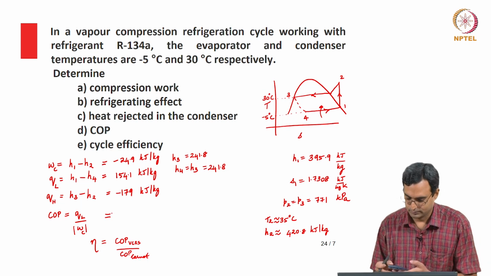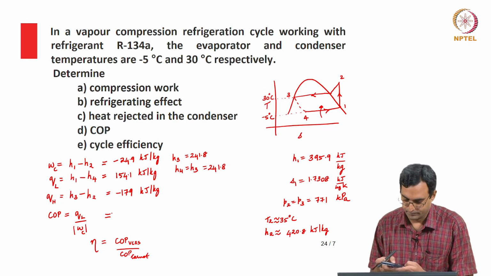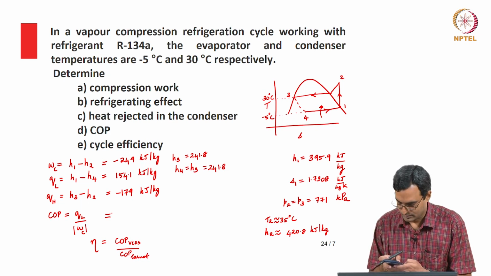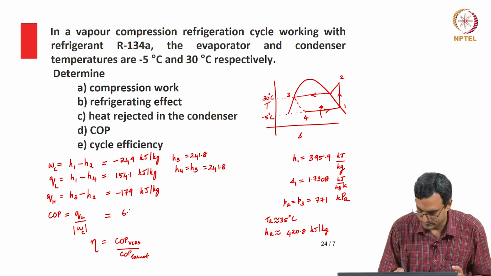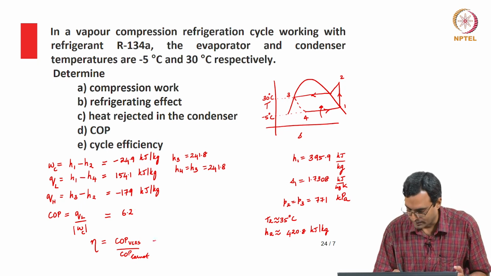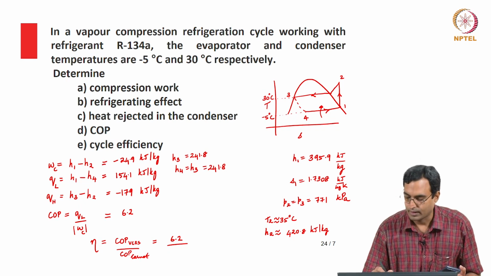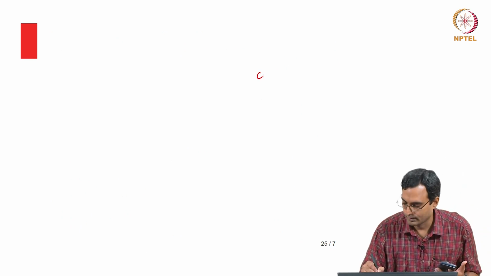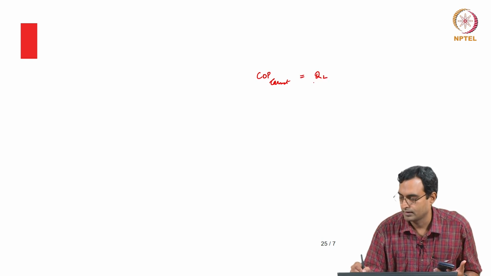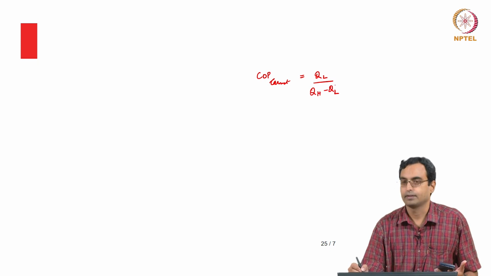COP comes out about 6.1 or 6.2, and this is essentially 6.2 divided by the COP of the Carnot cycle. The COP of the Carnot cycle would be whatever is the heat transferred divided by the work done. So, it would be something like this.